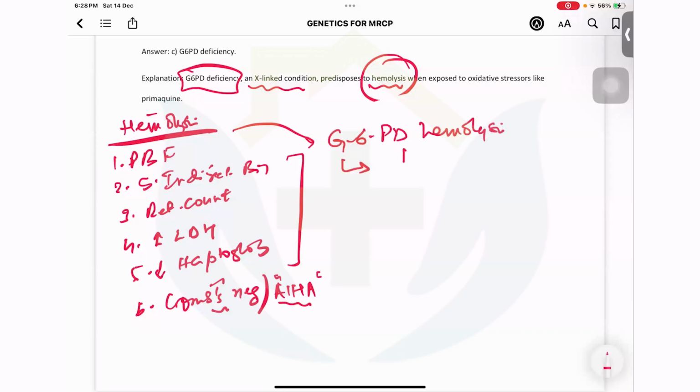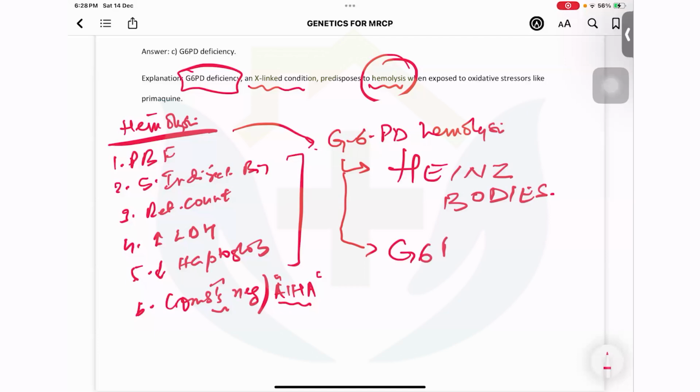They are known as Heinz bodies. Okay. And anything else that you can do is G6PD enzyme level or enzyme assay. All right. Is that clear?